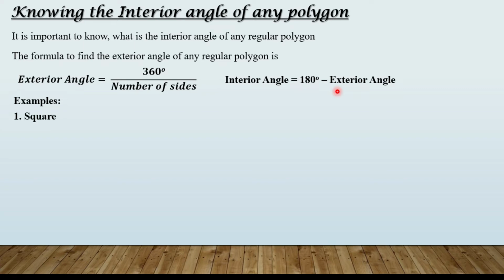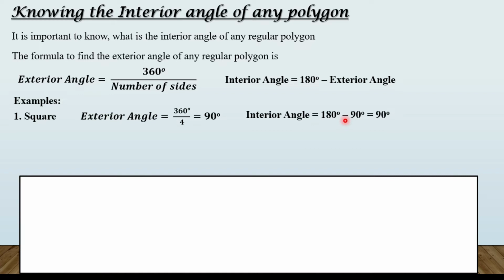Let us say the first figure is a square. Exterior angle equals 360 degrees divided by 4, the number of sides for a square, which gives you 90 degrees. Interior angle will be 180 degrees minus 90, which gives us 90 degrees as interior angle. So this is the geometrical representation. Here you have a square, this is the exterior angle 90 degrees, so this is total 180 degrees. So out of 180, 90 has gone, so you have 90 as interior angle.